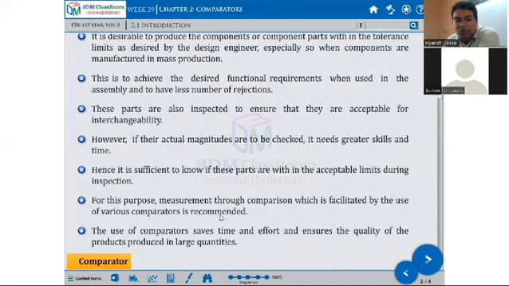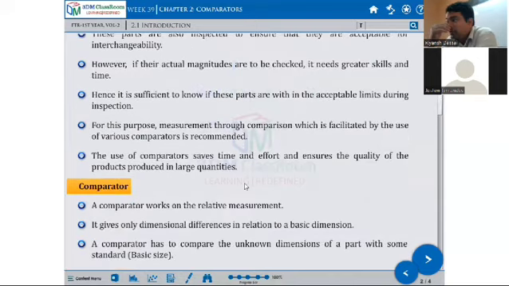For this purpose, the measurement by comparison, which is facilitated by the use of various comparators, is recommended. The use of comparators saves time and effort and ensures the quality of the product produced in a large quantity. So, use of comparators saves time. If you have some standard thing, we can check it easily. We can save a lot of time. So comparators are doing the same job here. Save the time and effort to ensure the quality of the product produced in large quantity. Mass production quality, but fast check.